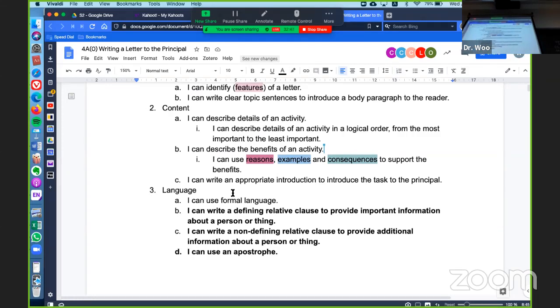Examples. So then you have to use words like for example, for instance, such as, like. All right. Repeat after me, consequences. What will happen? You may have to use if statements, conditional sentences. So to describe the benefits, you have to provide reasons, maybe some examples, maybe some consequences. And that's it.